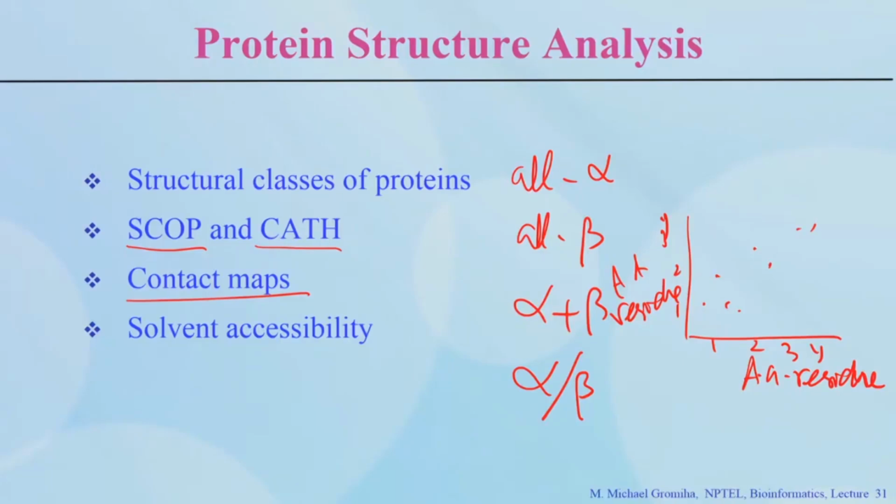Then this is a 3D representation converted to a 2D graph. You can easily see which residues are close to each other in the 3D structure based on this graph. Then what is solvent accessibility?